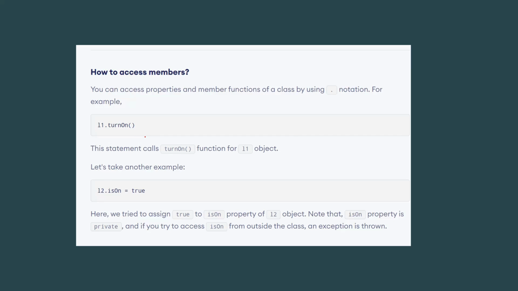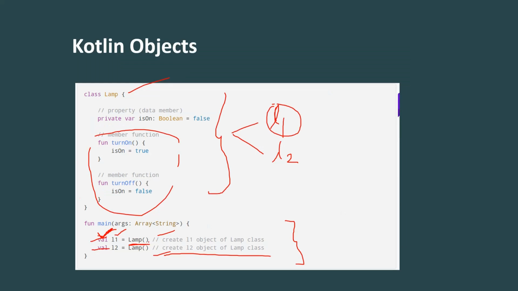So how to access these members? Declaring the objects is not enough, right? You want to make use of these functions. You want to do some action. You want to turn on or turn off the lamp. This is what is important.